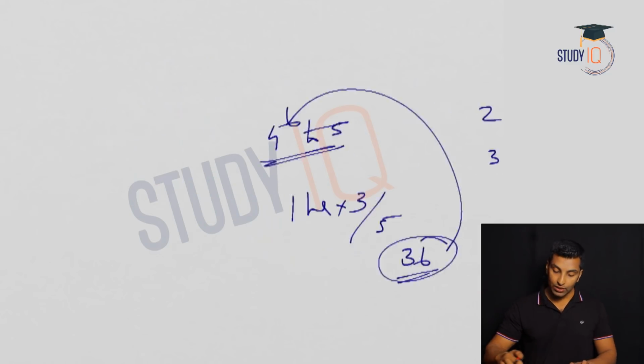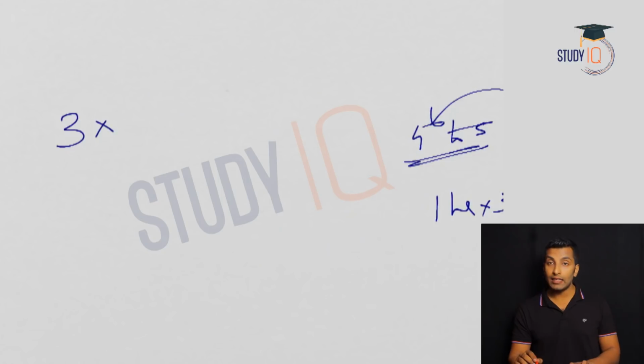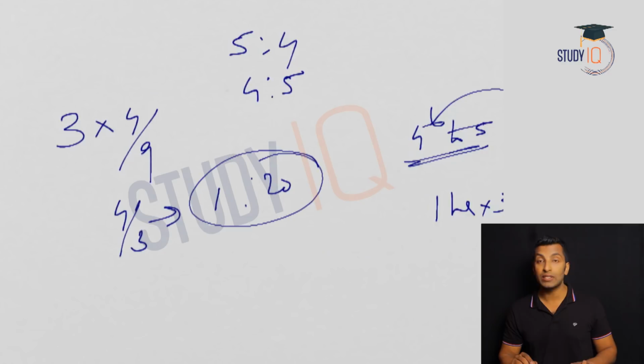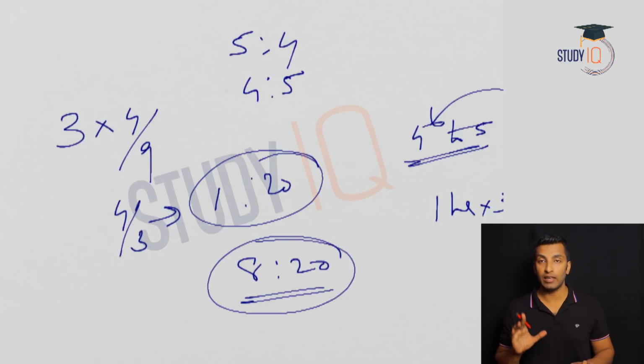Here 8:20 is your answer because the common time is 3 and the time ratio is given as 5:4, so the speed is 4:5. So the speed component of the first train means 4 by 9. So 4 by 3 means 1 hour 20 minutes. This 1 hour 20 minutes you add to 7. So 8:20 is the time. I hope this concept is clear for all of you.